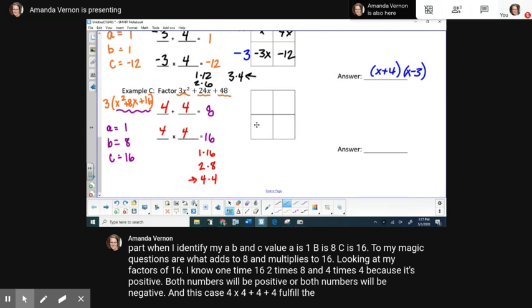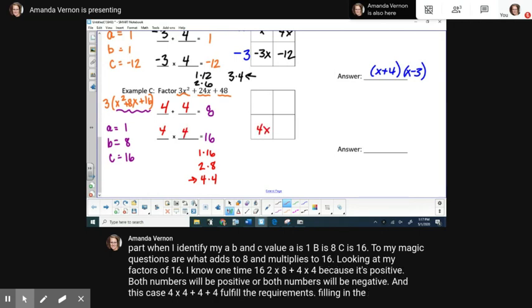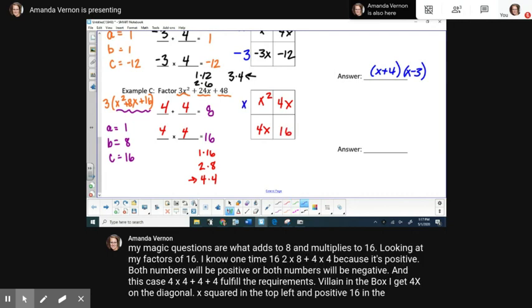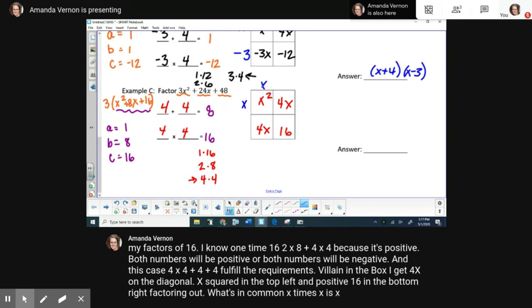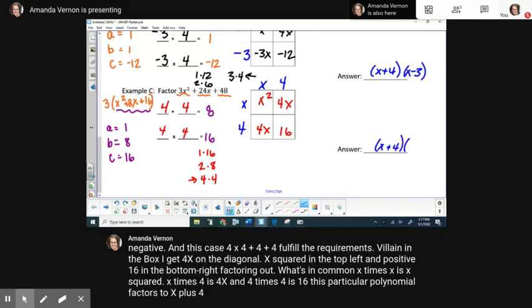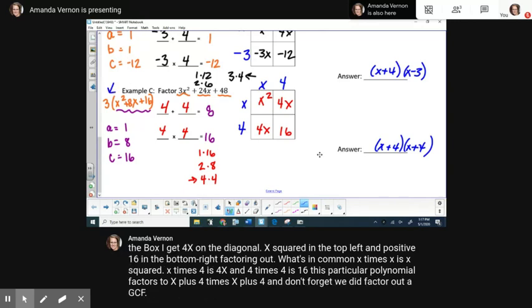Filling in the box, I get 4x on the diagonal, x squared in the top left, and positive 16 in the bottom right. Factoring out what's in common, x times x is x squared, x times 4 is 4x, and 4 times 4 is 16. This particular polynomial factors to x plus 4 times x plus 4. And don't forget, we did factor out a GCF of 3, so we need to place that out front before stopping.